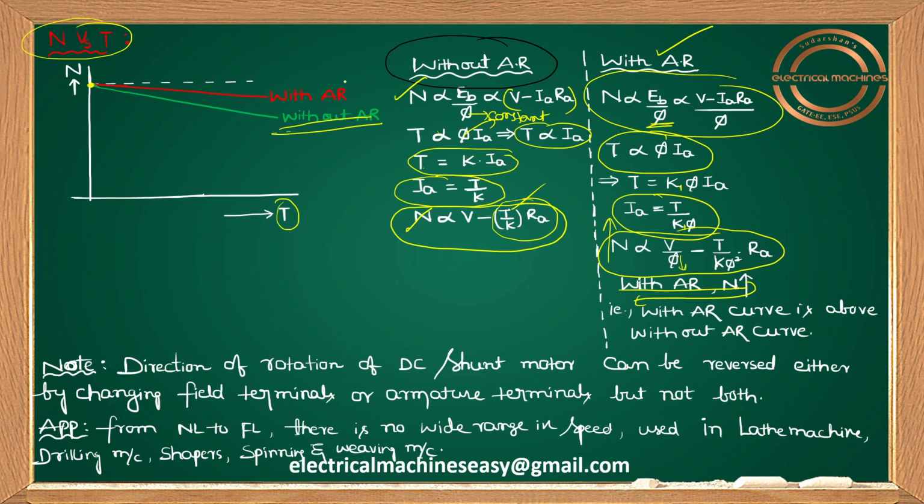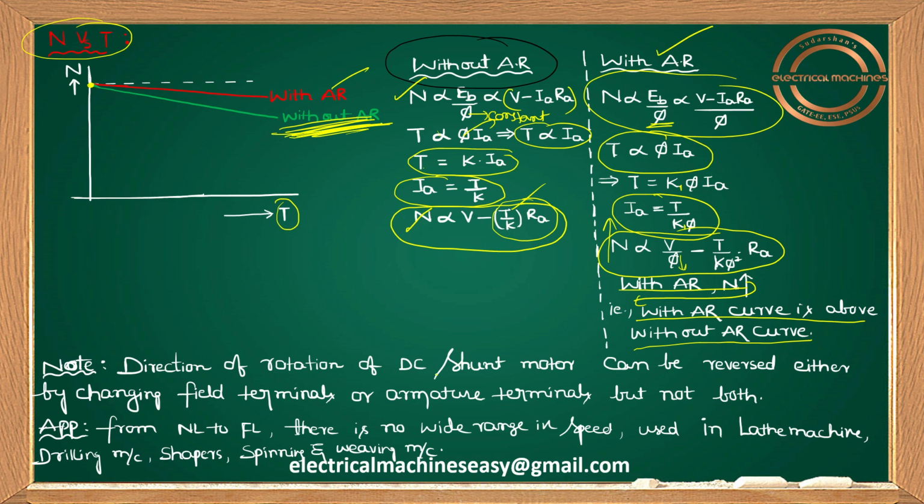That is, the with armature reaction curve is above the without armature reaction curve. That's the meaning. With armature reaction, the curve is above the without armature reaction curve. Okay, these are the characteristics for DC shunt motor. If you observe clearly here, note.